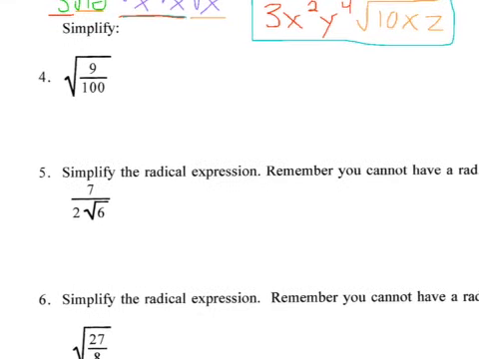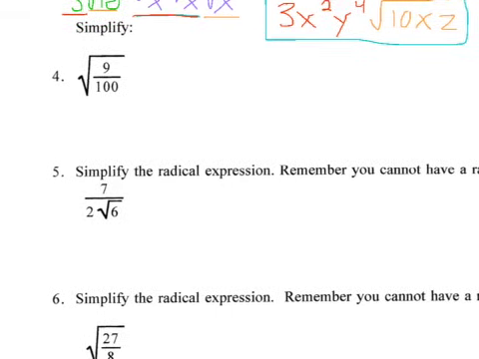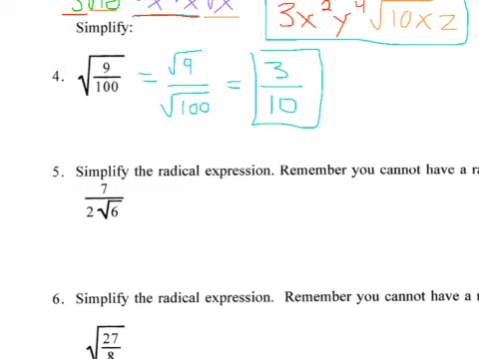Moving on to the square root of 9 over 100. So remember, for fractions, we are allowed to break it up as the square root of 9 over the square root of 100. Luckily, we could take the square root of 9, it's 3, and the square root of 100 is 10. So our final answer is 3/10.